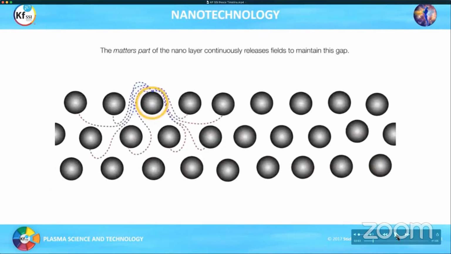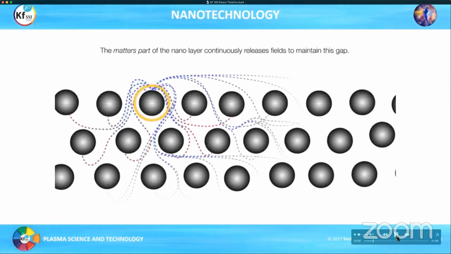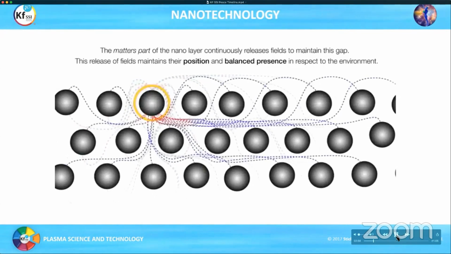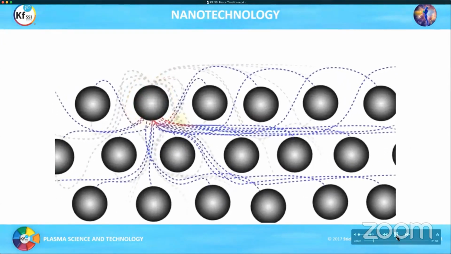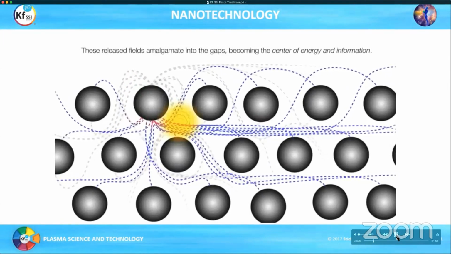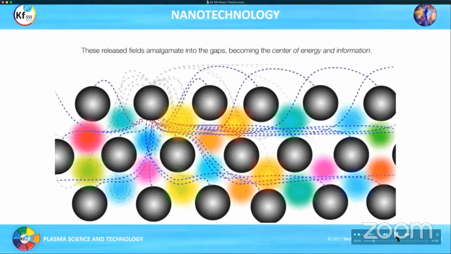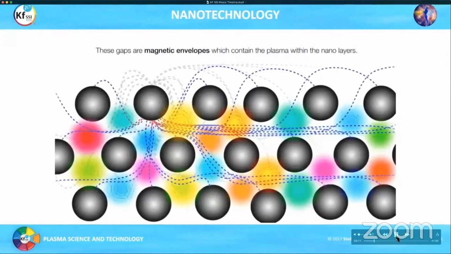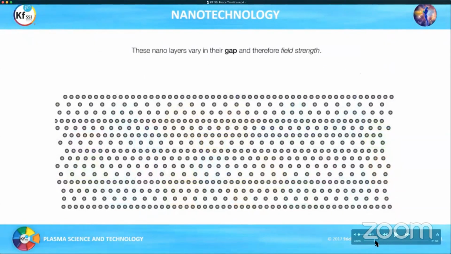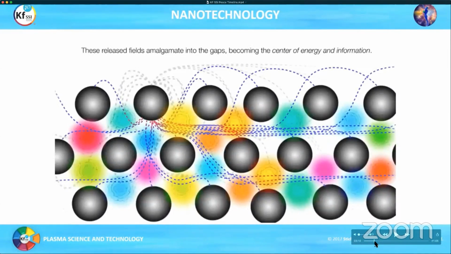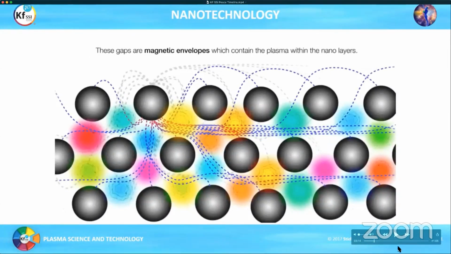The matter part of the nanolayer continuously releases fields to maintain this gap. This release of fields maintains their position and balanced presence in respect to the environment. These released fields amalgamate into the gaps, becoming the center of energy and information. These gaps are magnetic envelopes which contain the plasma within the nanolayers.